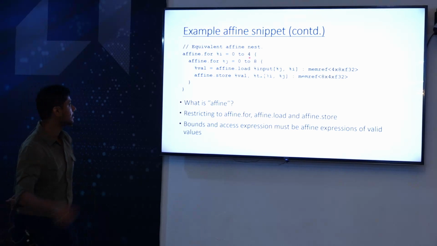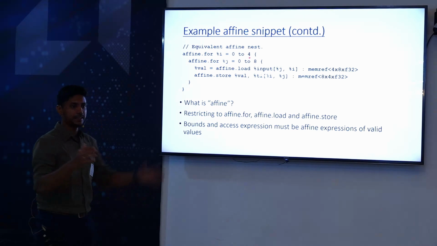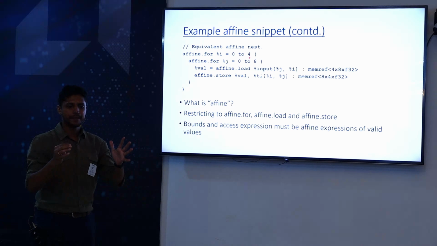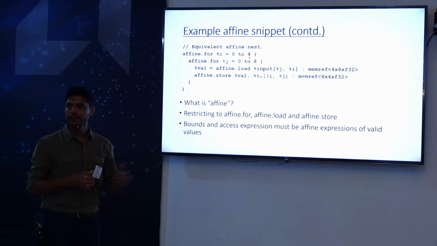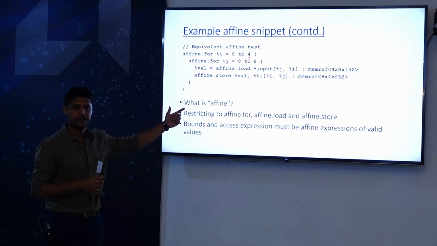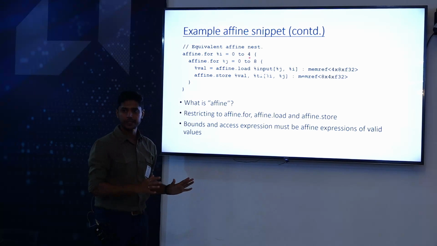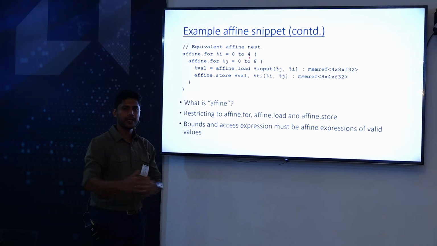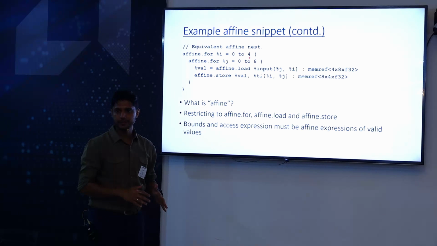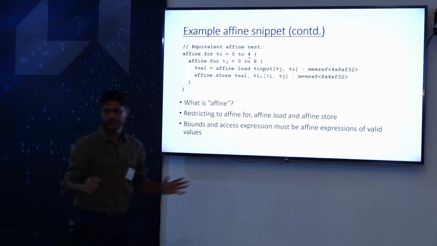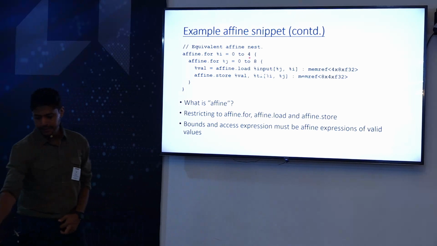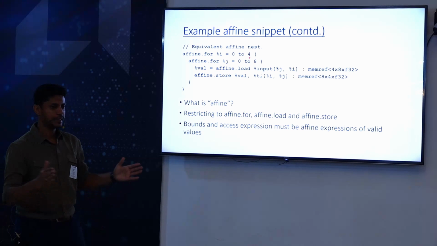Okay, affine. We restricted the whole kind of loops that we want to get and the accesses that we are going to work on. We have restricted them to make sure all the bounds and accesses are going to be affine. Otherwise, you will not even parse it. It will never come to you. Okay, that's taken care of.